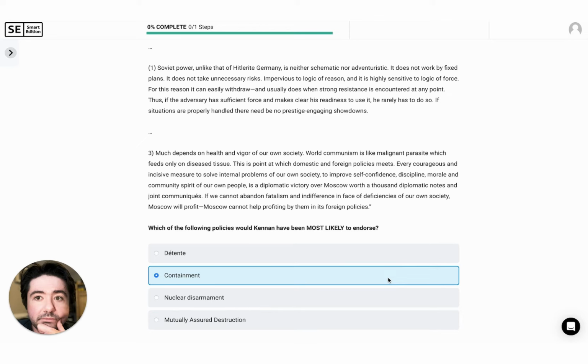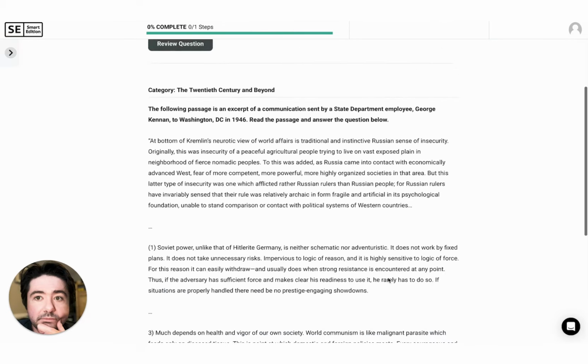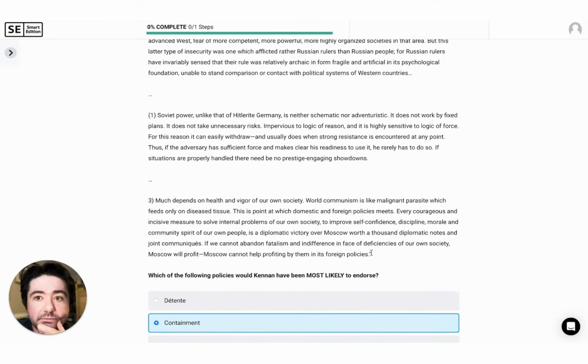Now, how do we get this idea of containing communism? Where does this show up? Well, we're going to have to skim. And this idea, this clue that we get, comes here near the end of number 3: "Much depends on the health and vigor of our own society. World communism is like a malignant parasite which feeds only on diseased tissue."